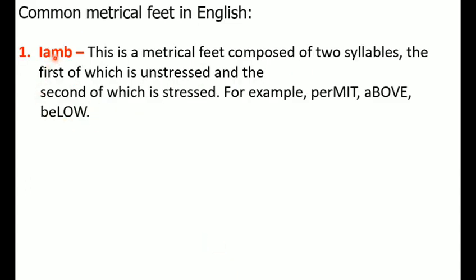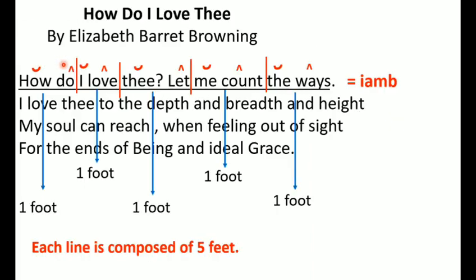Now, this is an example of iamb. And then we are going to apply this here. How do I love thee, let me count the ways. So we have 5 feet here. 1, 2, 3, 4, 5. We have 5 feet. And remember, each foot is composed of an unstressed followed with a stressed. It is called iamb. Remember that. We are here in this division.